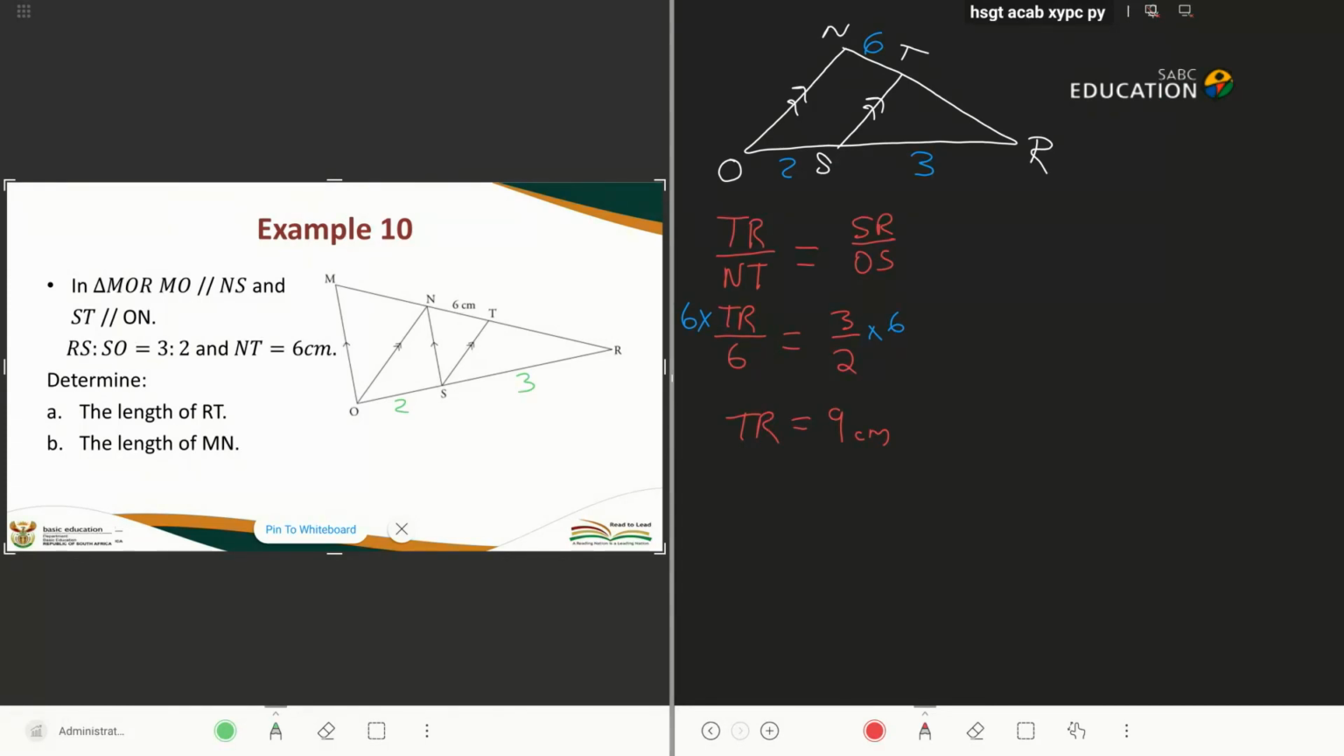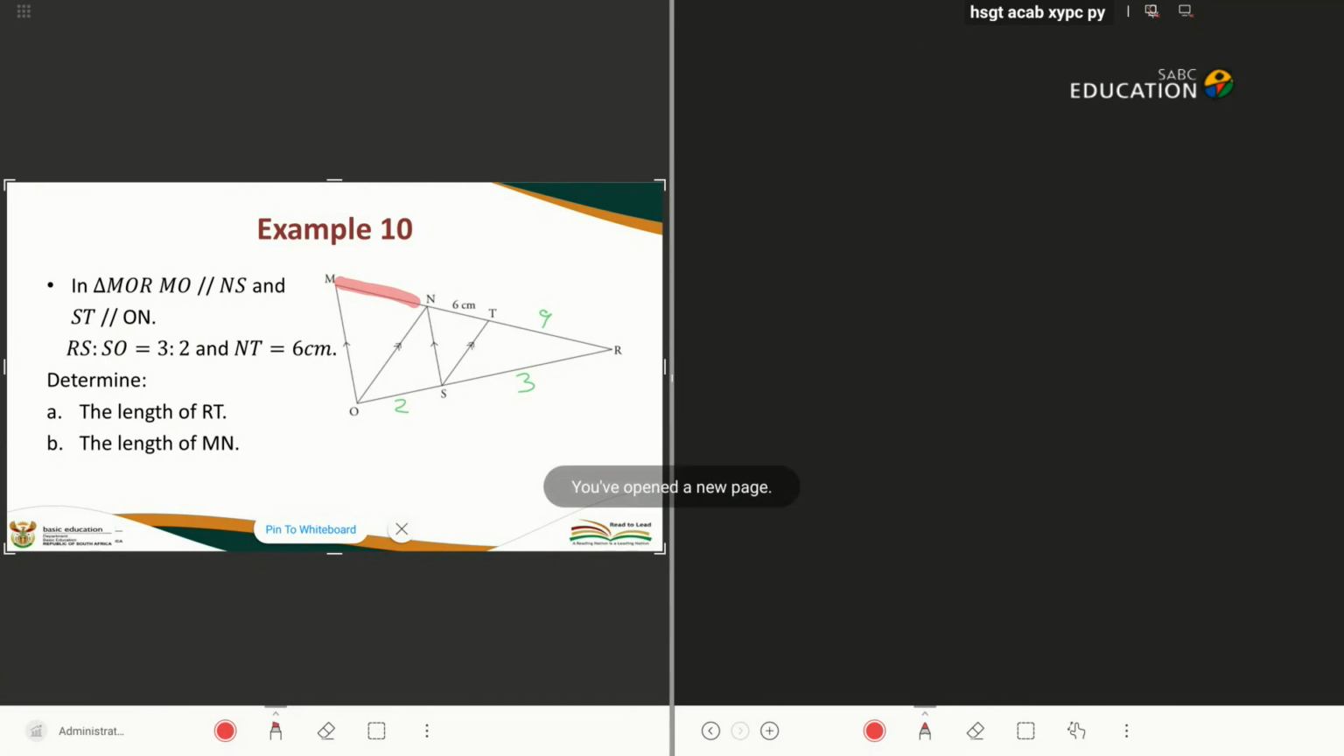Then we can go on to B. For B, they say determine the length of MN. So we've determined that TR is 9. Now they want you to calculate the length, so I'm going to take a highlighter and highlight MN, because that is the side that I need to calculate. Again, you could redraw the diagram to make it a bit easier for yourself.